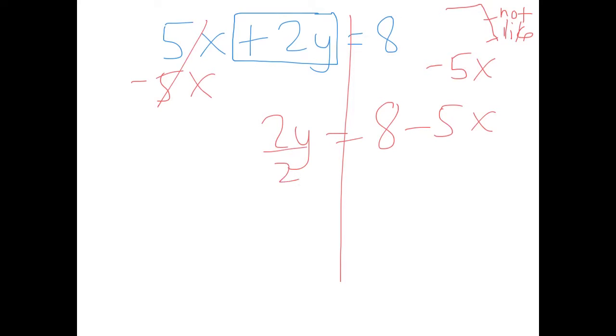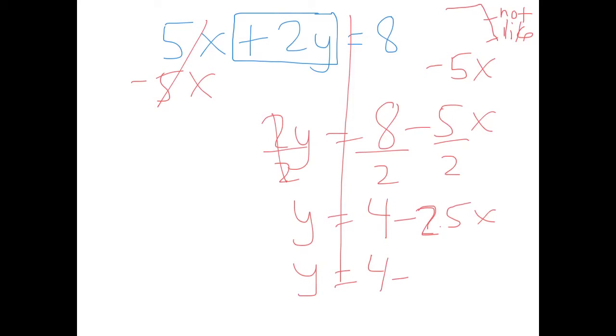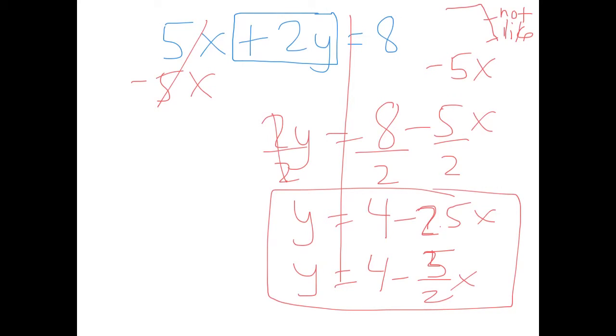When it's beside it, I divide it, so divide everybody by 2. Y equals 8 divided by 2 is 4. Type that in my calculator. Negative 5 divided by 2 is negative 2.5x. Or we could hit math 1 enter, and that would change it back into negative 5 over 2x like that. So either one of those is an acceptable answer. Okay.